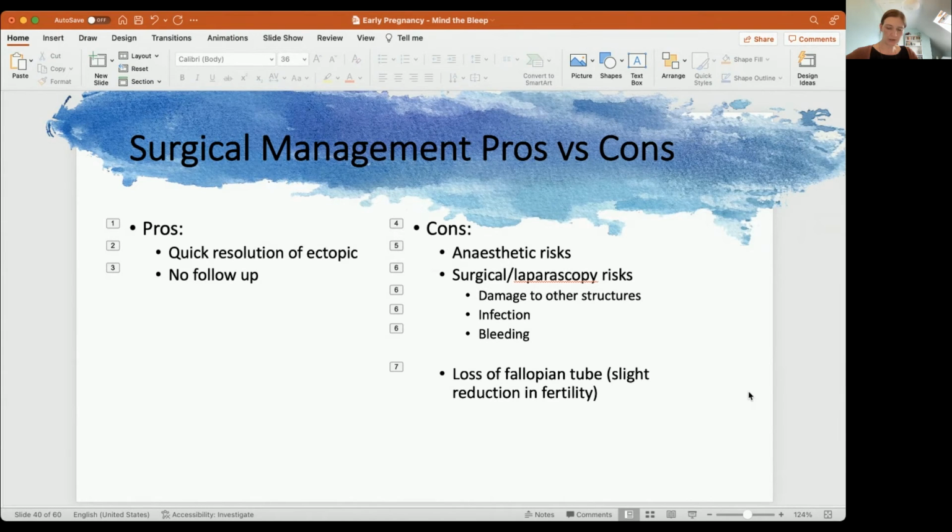And of course, they will lose their tube, which does slightly reduce their fertility, but not by 50%. It reduces it so they still have about 80% fertility of what they had before. So it's not by 50%, but it obviously does reduce slightly. And then, of course, if they have another ectopic, then their choices become a bit more limited.